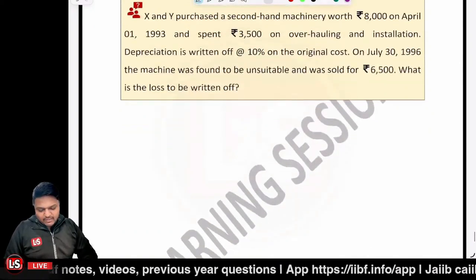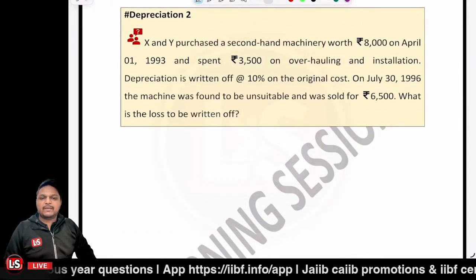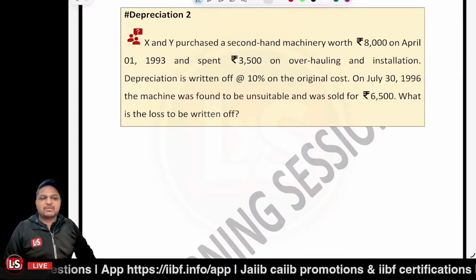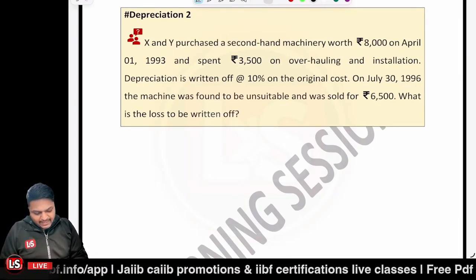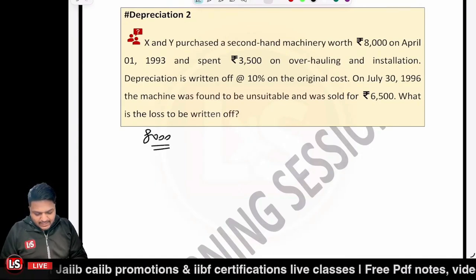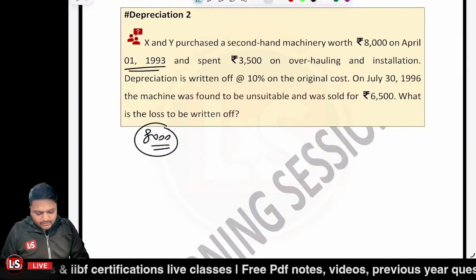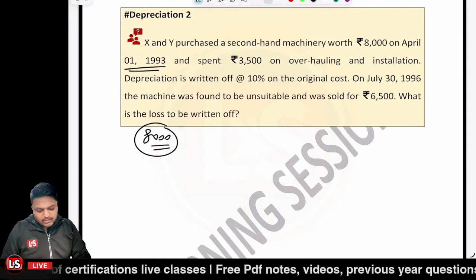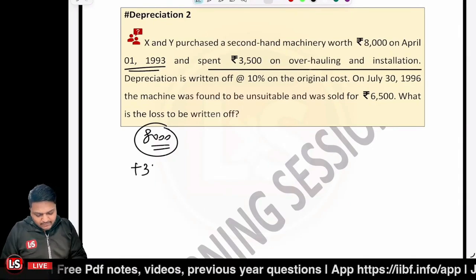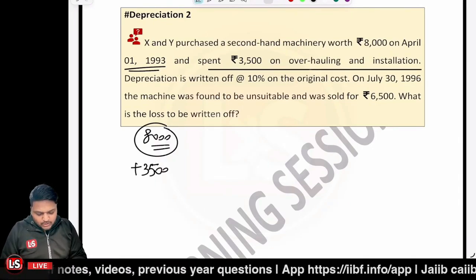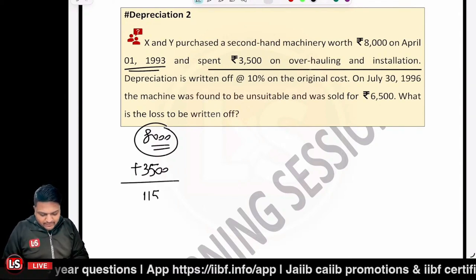Now, after that, let's solve another question. X and Y purchased a second-hand machinery worth rupees 8,000, and this machinery is purchased on April 1, 1993. Rupees 3,500 spent on overhauling and installation. So 8,000 plus 3,500, this is the total cost. So it is 11,500.